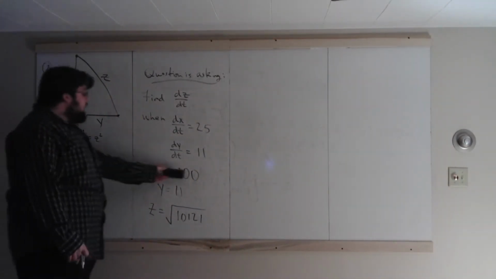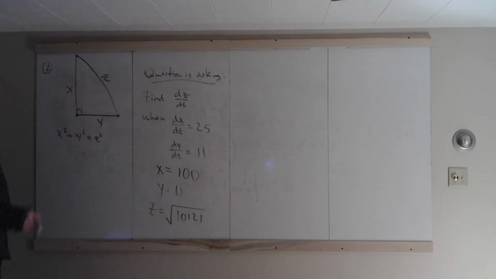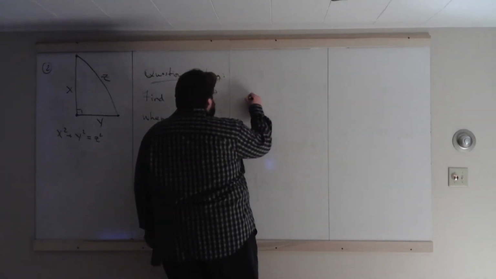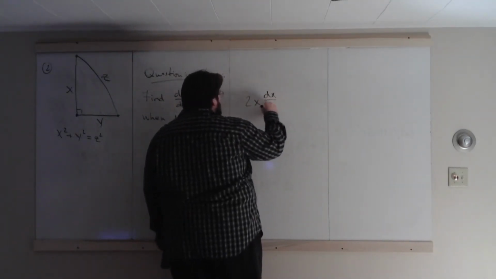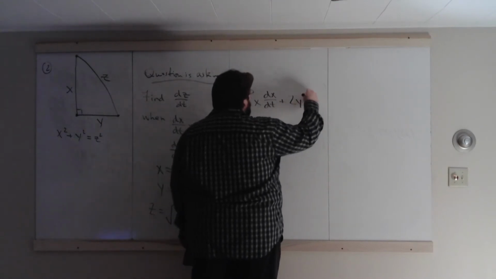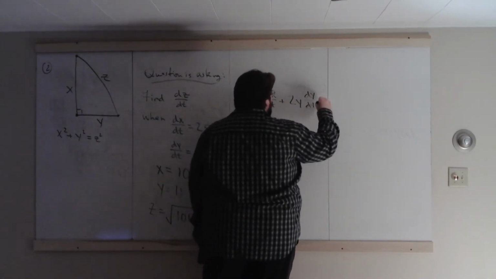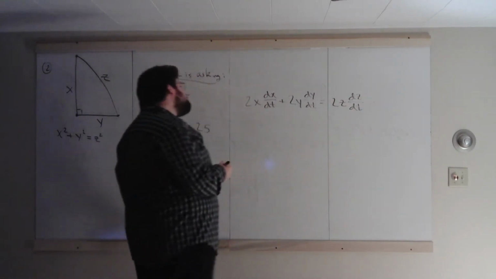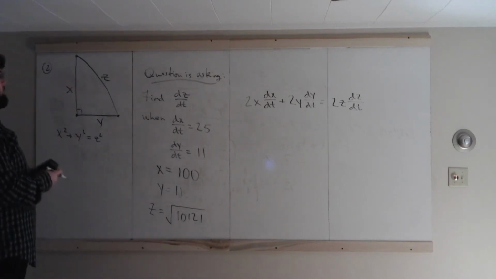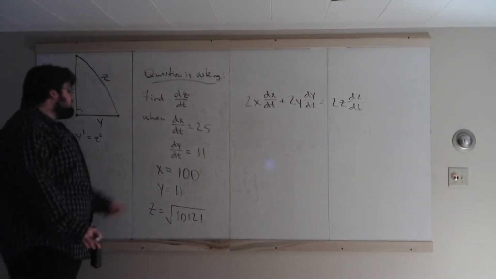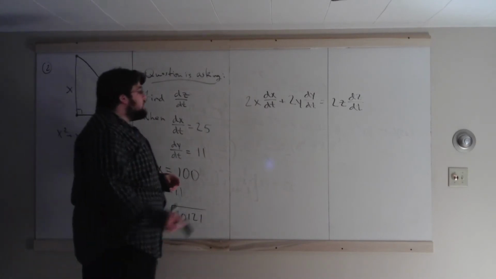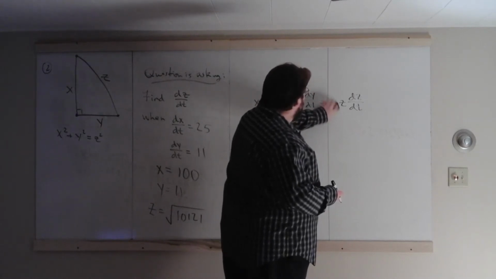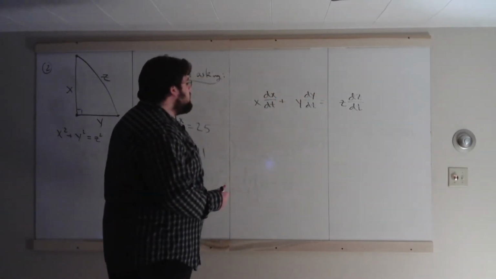Just 10,000 plus 121. So now all we need to do is differentiate this function with respect to time. X, y, and z are all functions of time. So dx dt, dy dt, and dz dt all show up when we take the derivative with respect to time. Well, now we just have to substitute these 5 numbers and solve for dz dt. Well, first I'm just going to get rid of a 2 from each thing. Divide everything by 2 so we don't have to deal with 2's. Solve for dz dt.